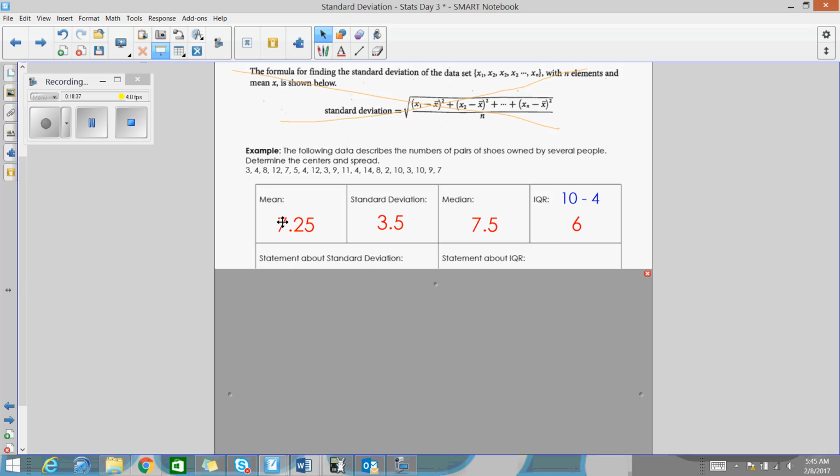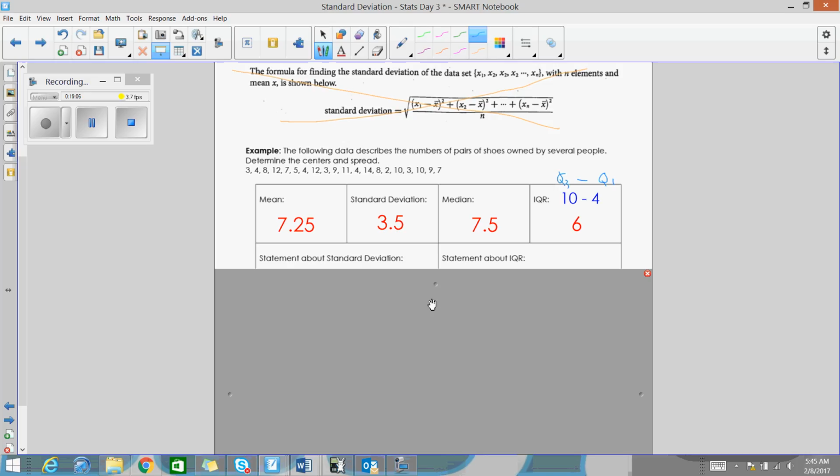All right, so this is what you should have gotten. You should have gotten a mean of 7.25, a standard deviation of 3.5, and a median of 7.5. And then the IQR, the table doesn't tell you what it is, but IQR is Q3 minus Q1, and 10 minus 4 is 6. So, lovely. We have that on here.